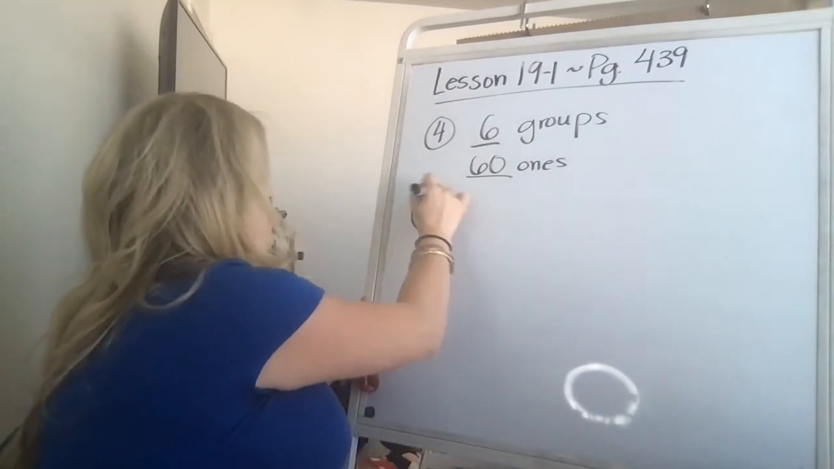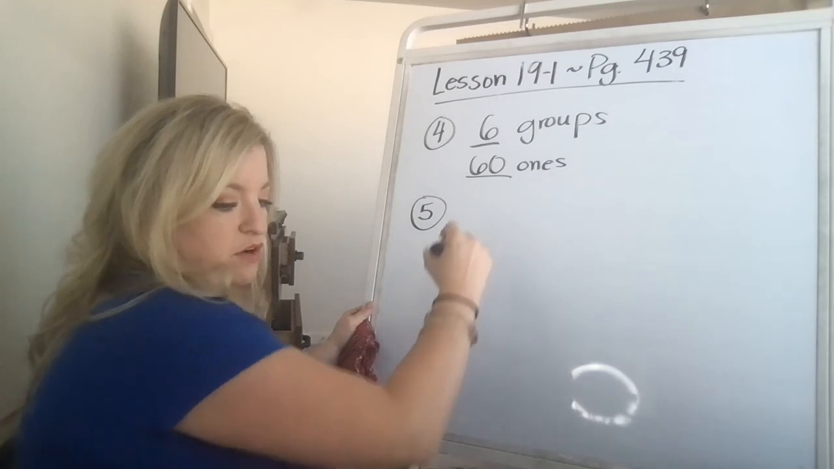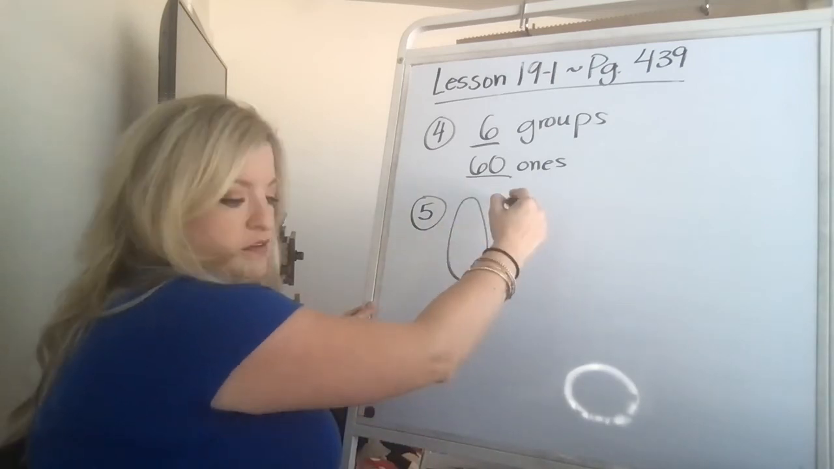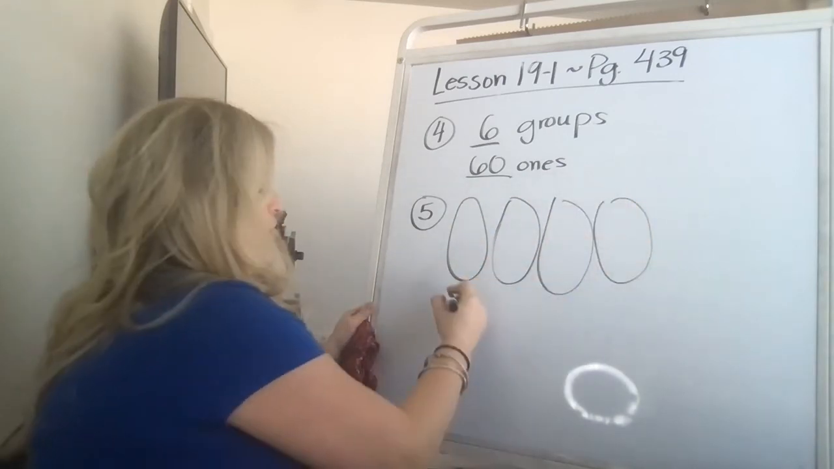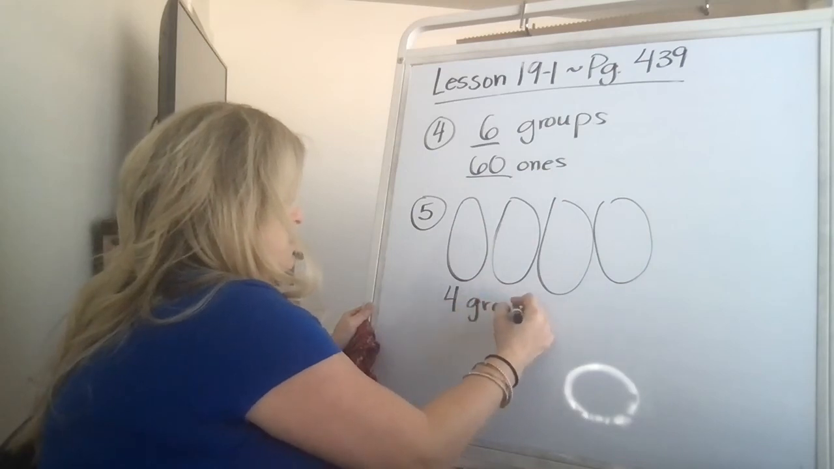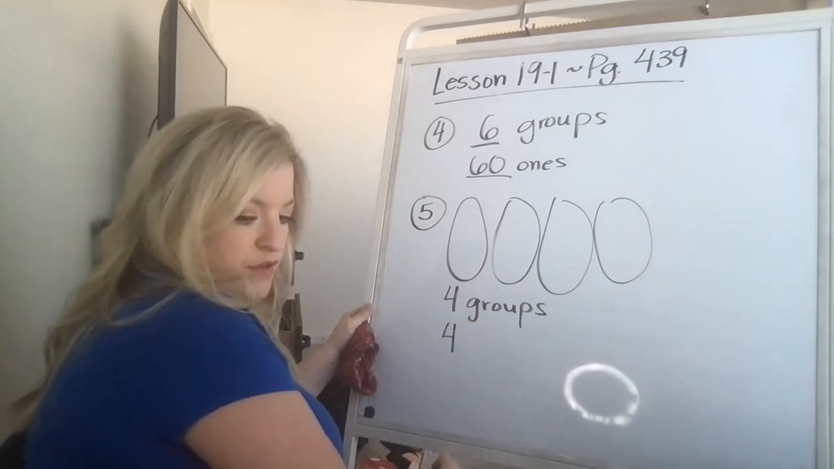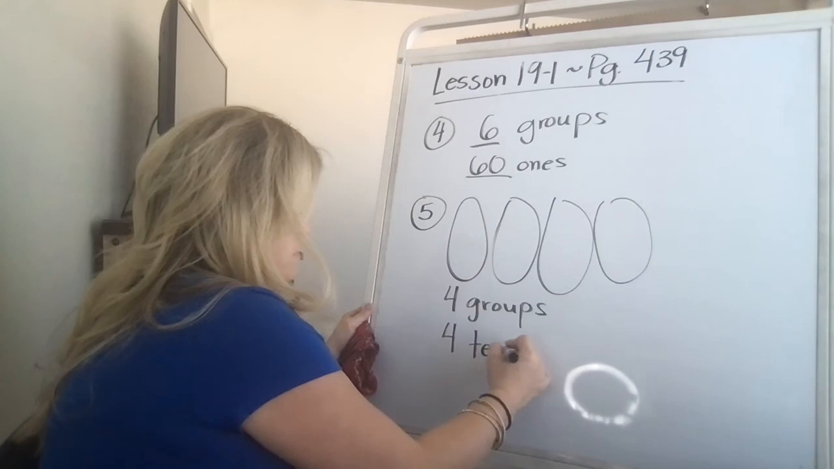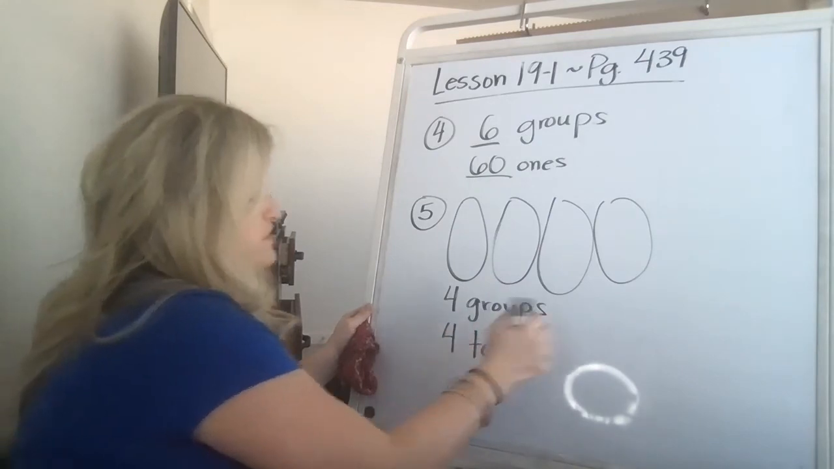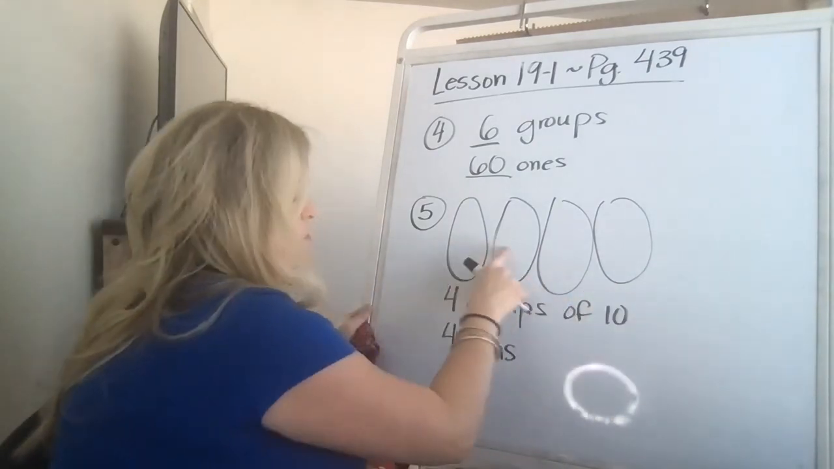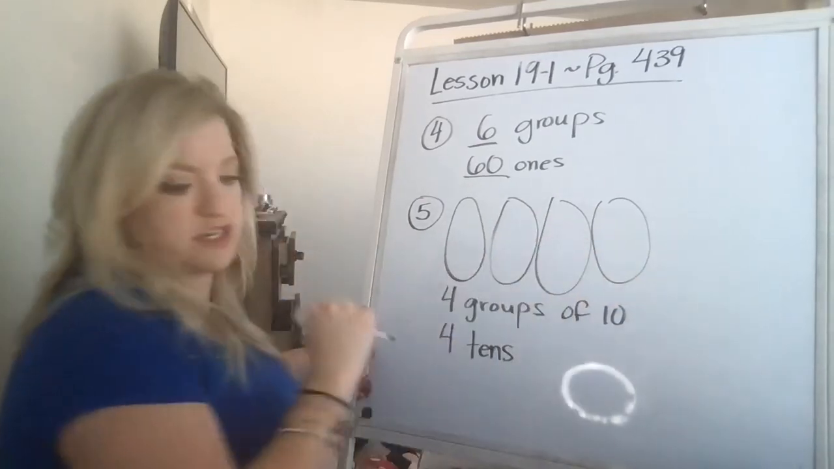Number 5, circle groups of 10, right? How many? So I would circle 1 group of 10, 2 groups of 10, 3, and 4. So I have 4 groups, which I know is 4 tens. Okay. So I have 10, 20, 30, 40, but it's asking me how many groups of 10. I only have 4 groups, 1, 2, 3, 4. Inside there's 10. So there's 4 tens, 1 ten, 2 tens, 3 tens, 4 tens.